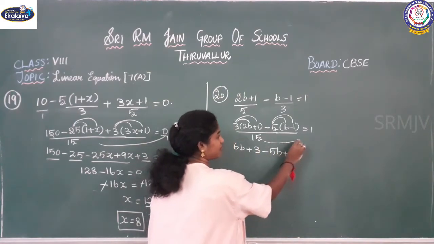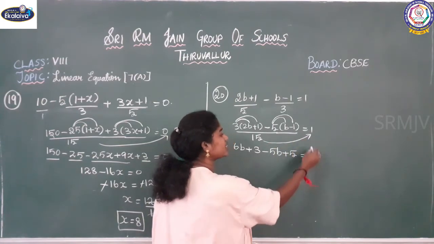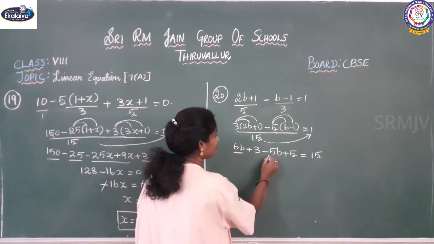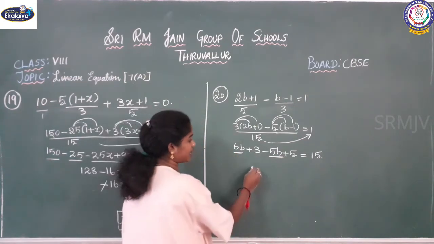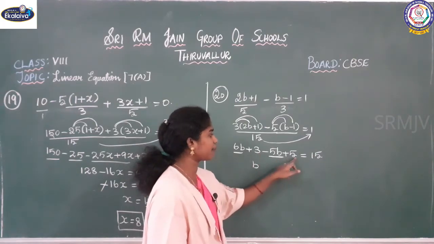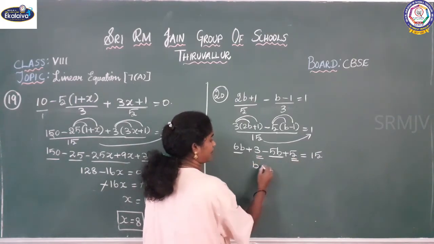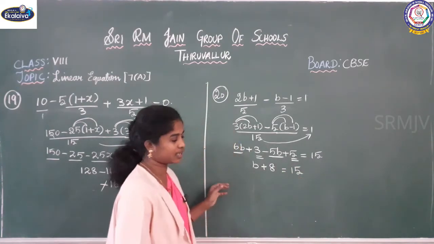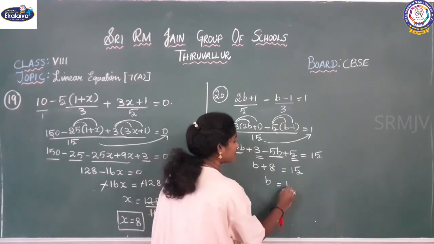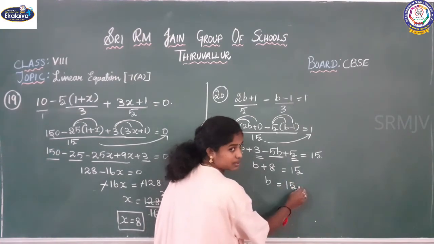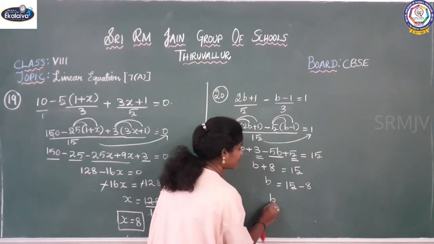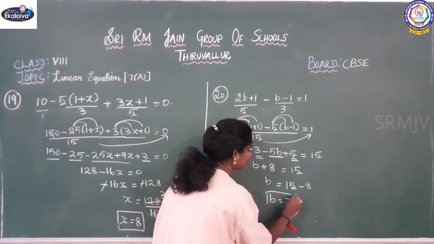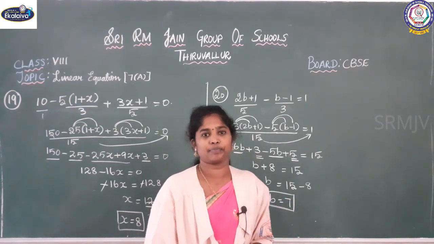Okay, this division 15 becomes multiplication 15. So 1 into 15 I will get 15. Okay, now 6b minus 5b, 1b. So I can write as b. Okay, 3 plus 5 is 8 plus 8 is equal to 15. Okay, so b is equal to 15 plus 8 becomes minus 8. So what is 15 minus 8? 7. So the value of b is 7.